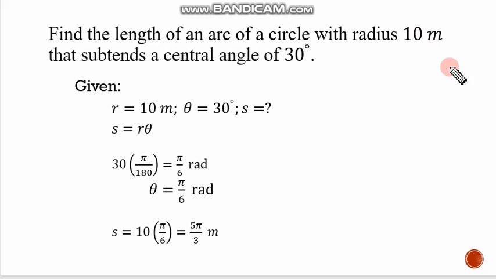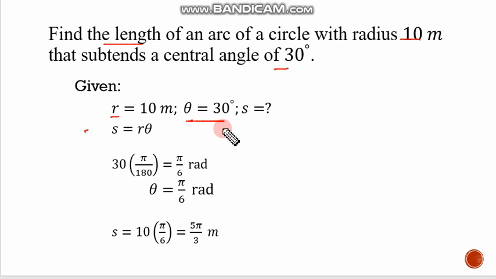Okay, find the length of an arc of a circle with radius 10 meters that subtends a central angle of 30 degrees. The given here is the radius, which is 10 meters. The theta, or the angle, is 30 degrees. And of course, we will be locating the length of an arc. So the formula is s equals r times theta.